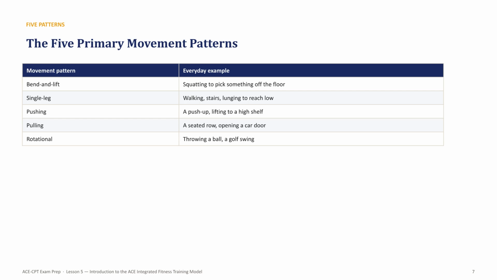Single leg covers walking, taking stairs, or lunging down to reach something low, anything where you're loading one leg at a time. Pushing shows up in a push-up or reaching up to lift something onto a high shelf. Pulling is a seated row motion, or something as simple as opening a car door. And rotational covers anything that involves turning through the trunk, throwing a ball, or a golf swing.